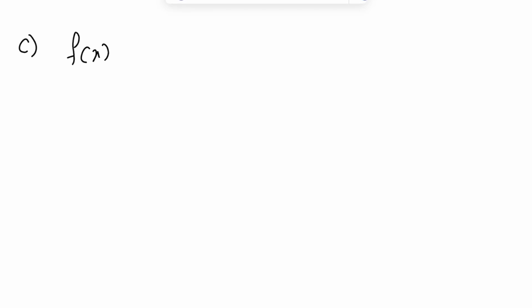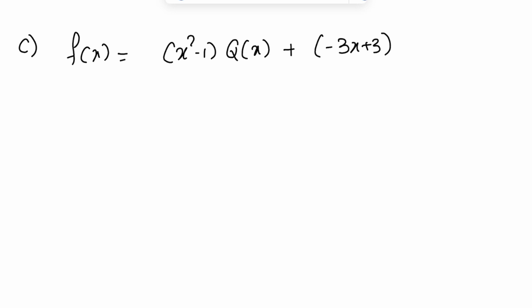f of x when I divide by x square minus 1, I get some other thing, q of x, plus the remainder. What was the remainder? -3x plus 3. So the quotient may be q of x. So f of x equals x square minus 1 times q of x plus the remainder -3x plus 3.